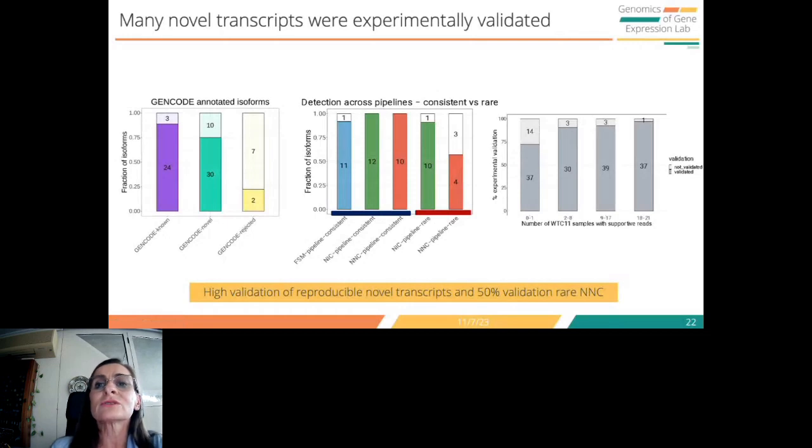And we also looked at how many samples detected those transcripts that were validated, and we can see that we have a high validation rate even for those transcripts that were identified in just one sample. So this indicates that there is a fraction of rare isoforms that are found very rarely, in one or two samples, but still they are there, right? So that was kind of interesting in the experimental validation.